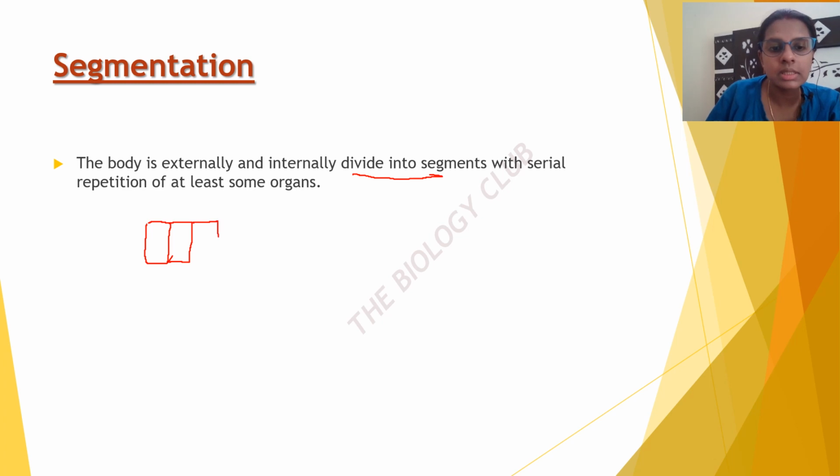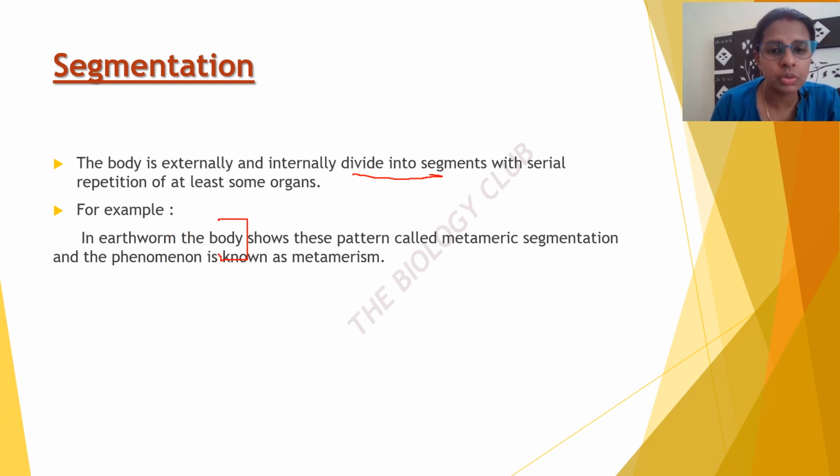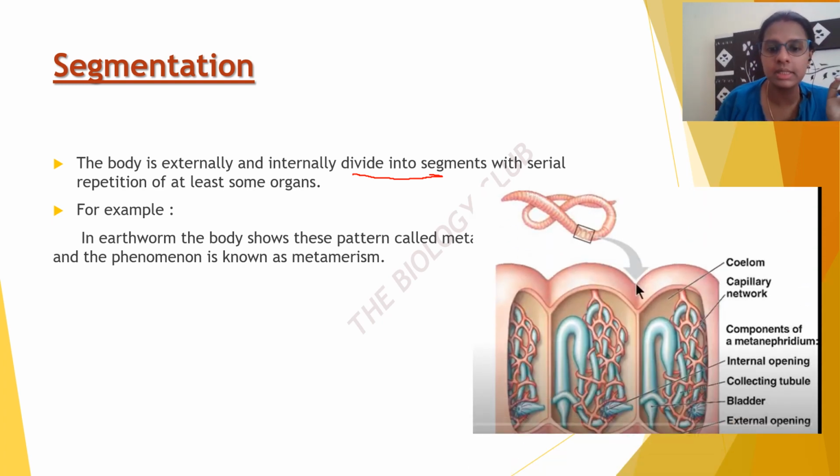So this is the organization. This particular portion is completely divided externally and internally. That particular segment has been made there. I have given you the example of earthworm. In earthworm, the body shows this pattern called metameric segmentation and the phenomenon is known as metamerism. This is how the body of an earthworm will look.